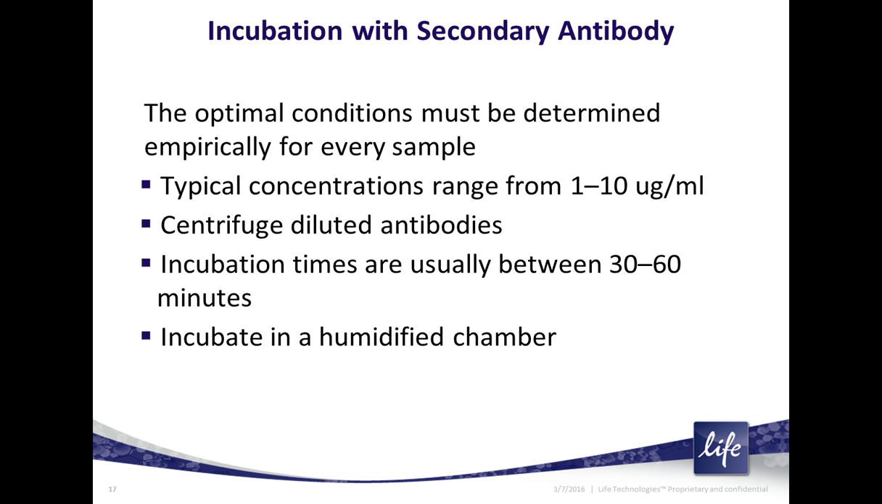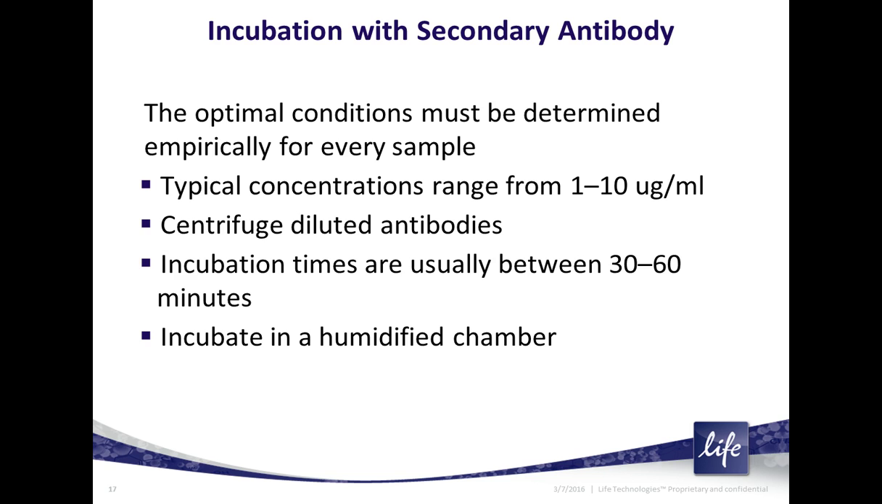Now, when you're incubating with a secondary antibody, note that a typical concentration can range between 1 and 10 micrograms per mL. Most of our secondaries here at Molecular Probes are 2 mg per mL. So you'll dilute maybe 1 to 400, which would be very typical. That would give a 5 microgram per mL final.